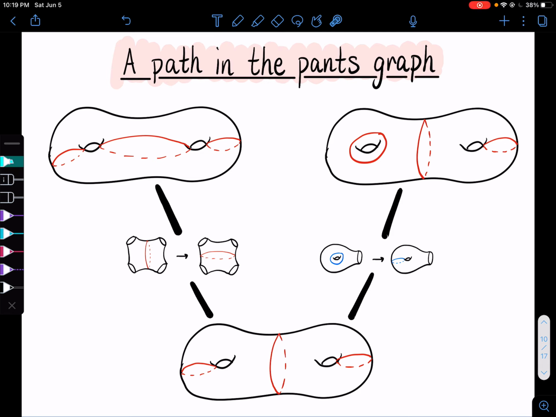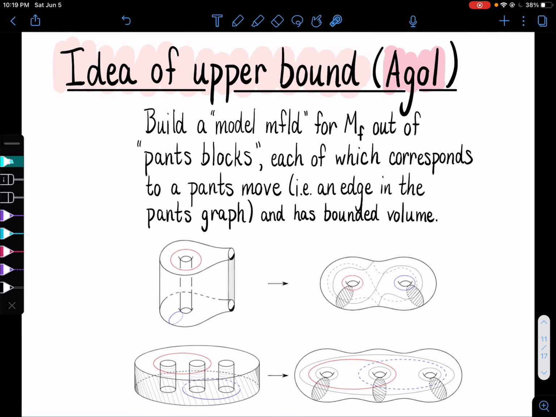I'm not going to get into the proof of Jeff's result, but I do want to illustrate very briefly an idea of the proof of the upper bound that was actually given by Aougab. The idea was to build a model manifold for my mapping torus out of pieces called Pants blocks, each of which corresponds to a Pants move. That's an edge in the Pants graph, one of these elementary moves, and has bounded volume. Okay, so I've drawn my Pants blocks here.